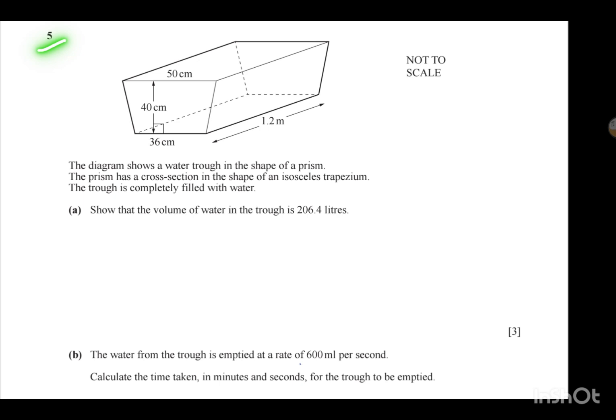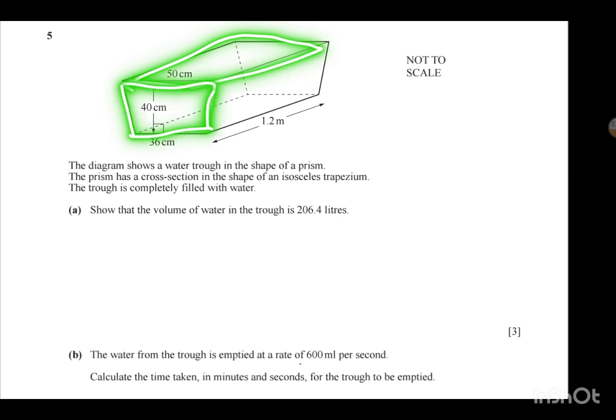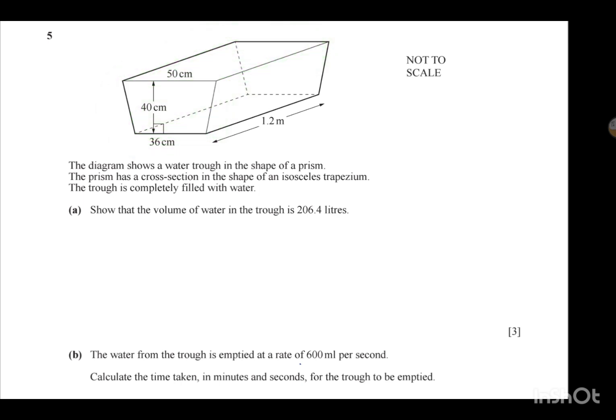Question 5. The diagram shows a water trough in the shape of a prism. The prism has a cross section in the shape of an isosceles trapezium. The trough is completely filled with water. Question A. Show that the volume of water in the trough is 206.4 liters. So this is the diagram given. This is a water trough and the cross section is in the shape of an isosceles trapezium. That means these two sides which are non-parallel are equal.